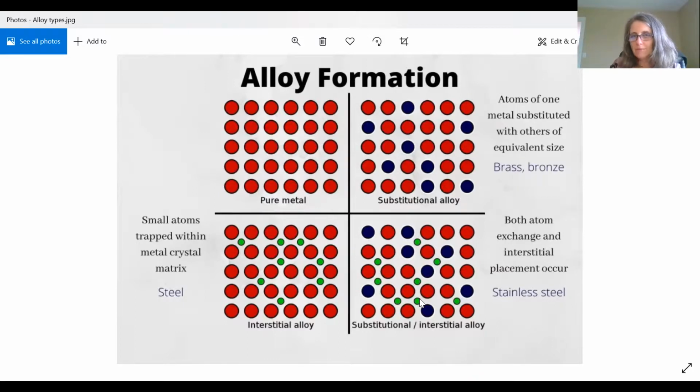And then you could have both. This one is stainless steel, which is one of the examples they gave. So you do have a substitution of an atom, but you also have an interstitial. And this could be, again, to change some of the properties having to do with strength, or with stainless steel, maybe so that it doesn't rust. Any kind of property that you might have that you want to get rid of or add to the mixture.